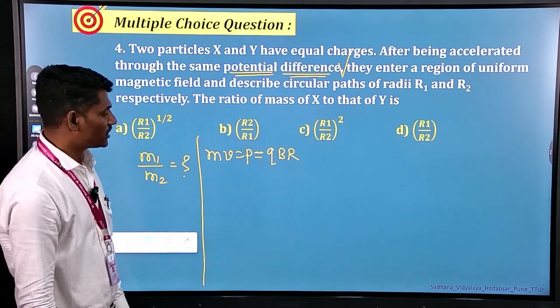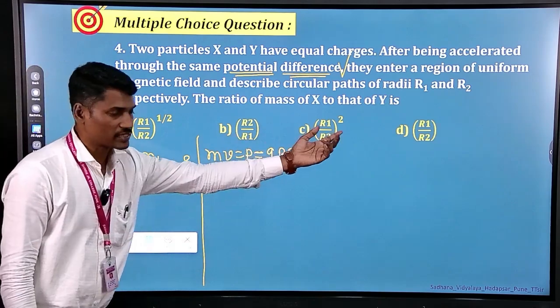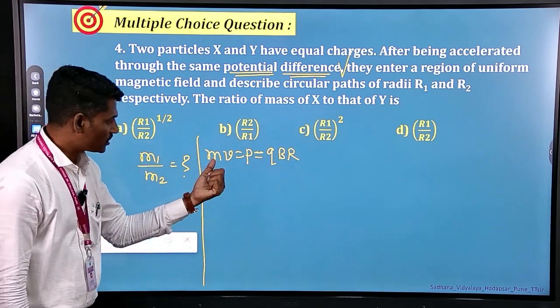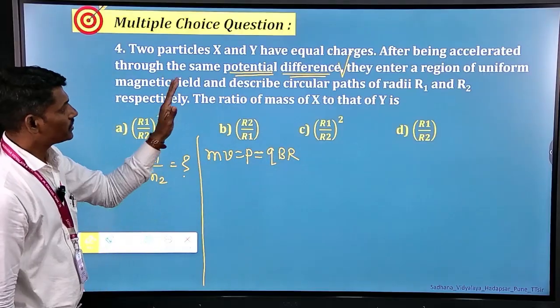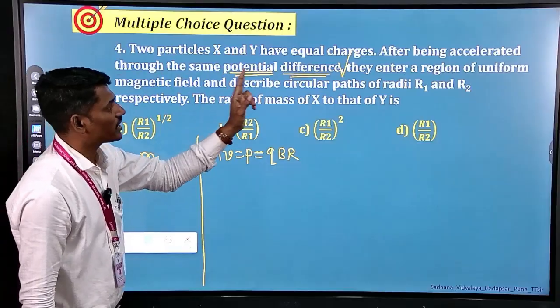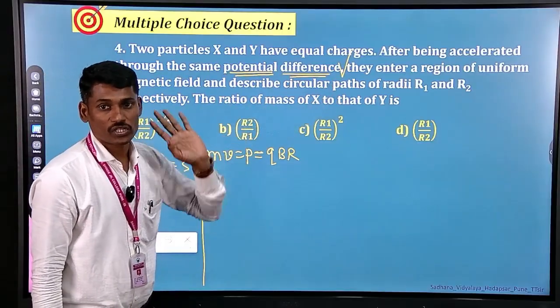Here what is the relation between mass and its radius? Okay, here the relation is m is directly proportional to r, but in this MCQ these charged particles are accelerated by the potential difference.